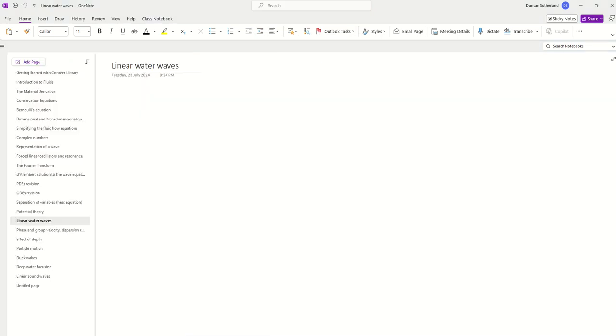So we're going to start our study of linear water waves. This models the water waves in, say, the ocean, or like a deep lake or deep river or something.